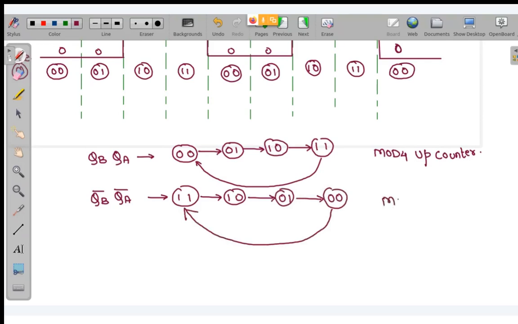So this is a mod 4 down counter. Tell me if this is clear or not. This is a mod 4 down counter. Very quickly note this down. Note it. Okay, one more thing I want to share.